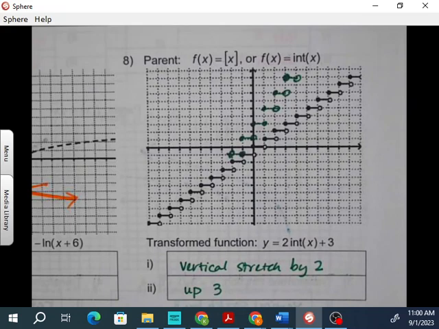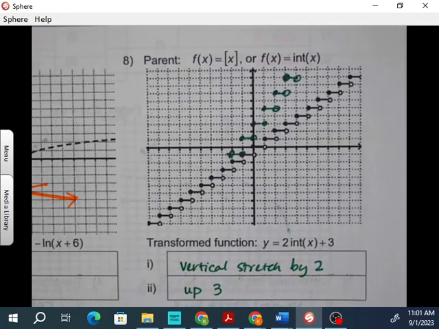Y'all, don't tell last year's group, y'all are so much better off than last year's group, because they didn't know any parent. I would say, what is this? And they're like, I don't know, I've never seen that before.